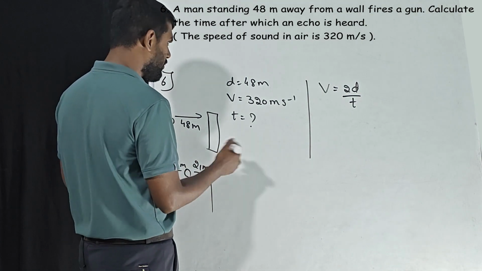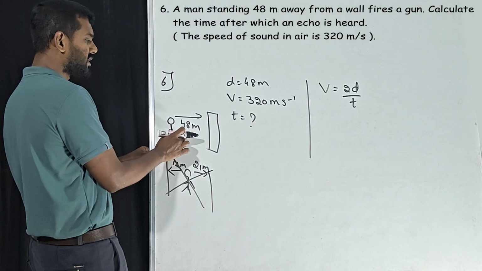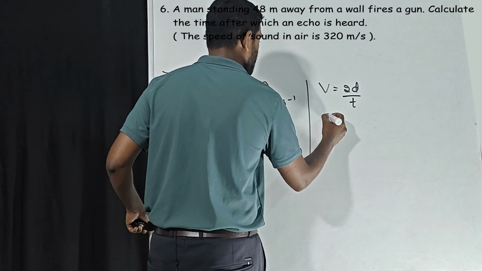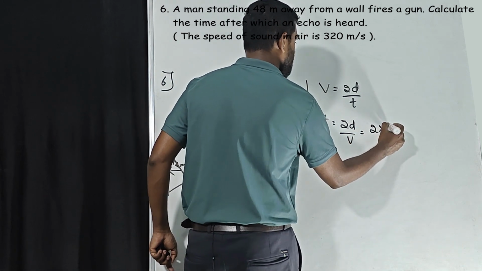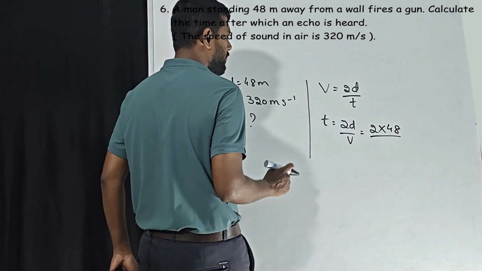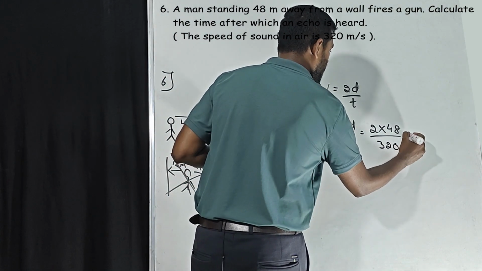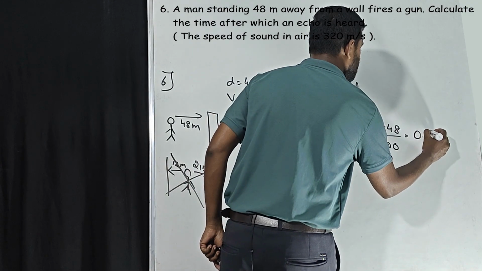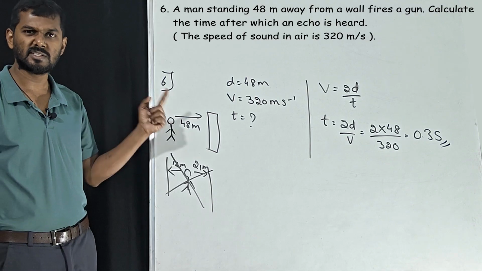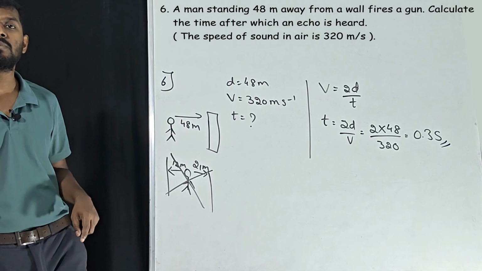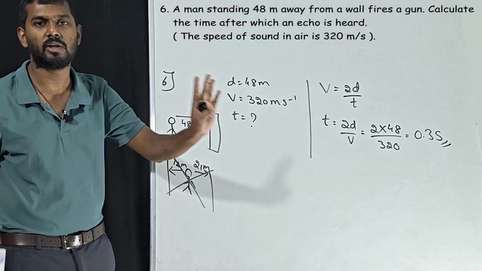Now listen, this is a different question, don't worry about it for now. This is the original question. Now we'll find the time, which is equal to 2d by v. So here 2 into distance, that is 48, divided by velocity. What is the velocity they have given? That is 320 meters per second. So the final answer will be 0.3 seconds. See, the minimum distance is 17, and this is more, so the minimum time required for an echo is 0.1 second. So it is more than 0.1 second, definitely we are going to hear an echo.